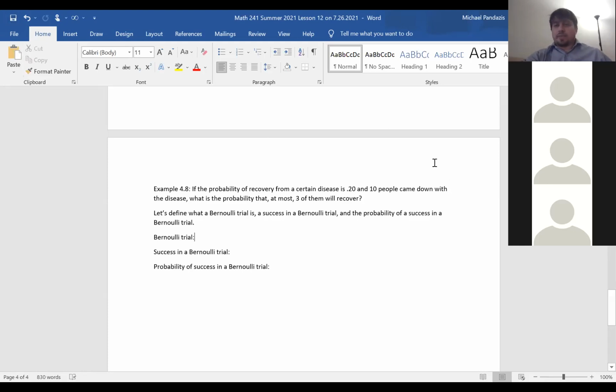Okay, so can someone tell me what are Bernoulli trials in this example? Anyone? What is a Bernoulli trial in this example? Okay, so a Bernoulli trial is a person gets sick from a certain disease. That was probably the hardest of the three. Okay, a person gets sick from a certain disease. That's a Bernoulli trial. What is the success?